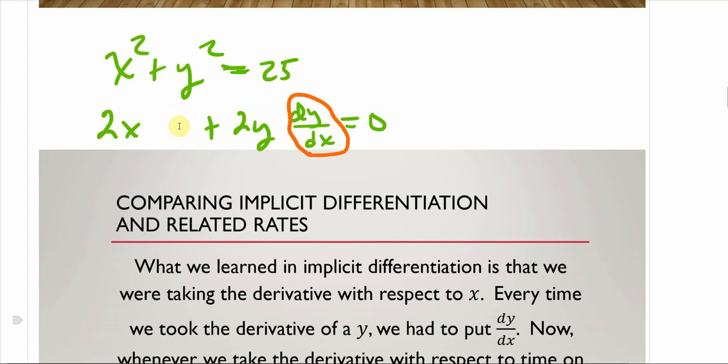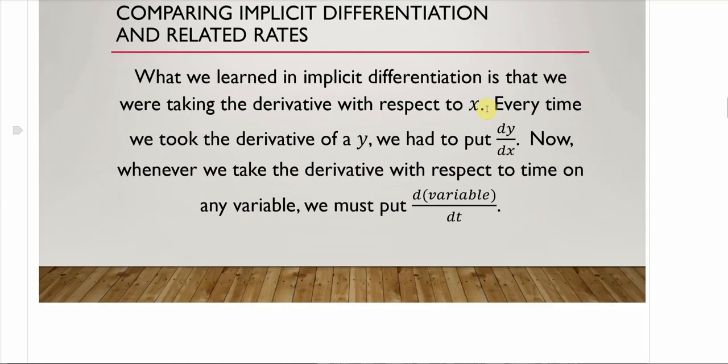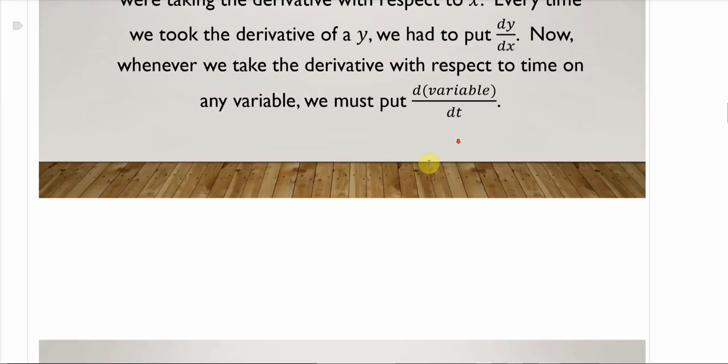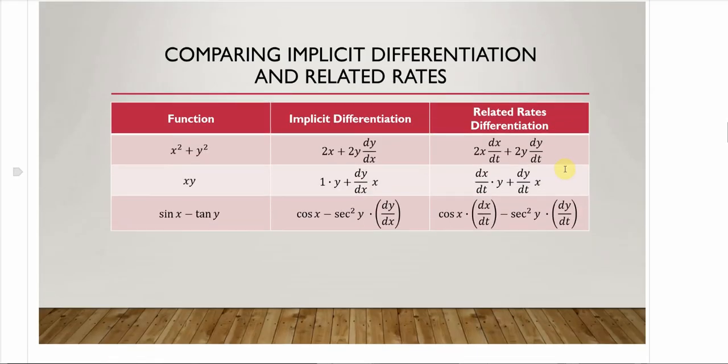All right? So what we're going to do is look at implicit, and in implicit, every time we took the derivative of y, we had to put dy dx. Now, in related rates, every time we take the derivative of any letter, including x, we have to put d variable over dt. All right? So here we go. We're going to compare implicit with related rates.